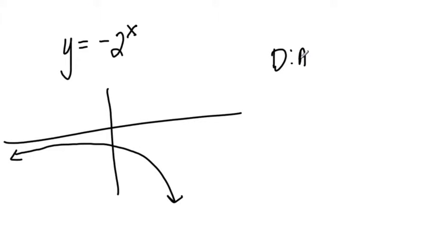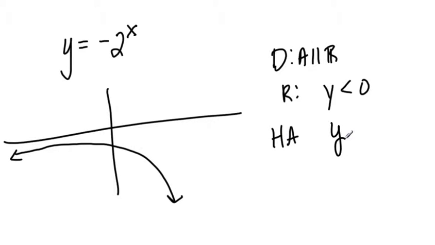All right, what's the domain of that one? All real numbers. What's the range? Y is less than 0 because 0 is something I'm never going to touch, and then it goes below that. Are you with me? Yeah. What's my asymptote? What does it get close to but never touch? 0. Are you with me?